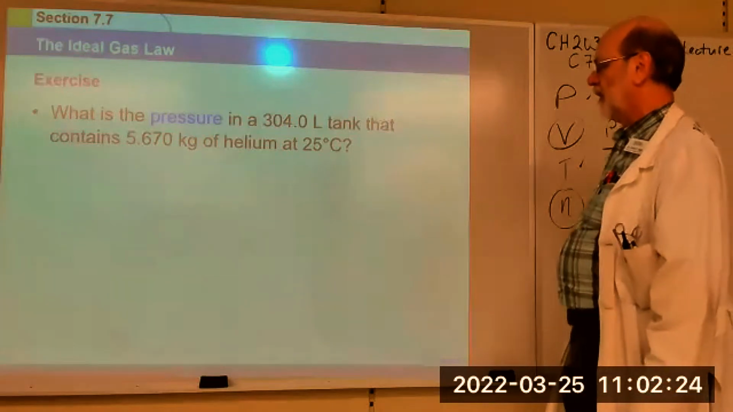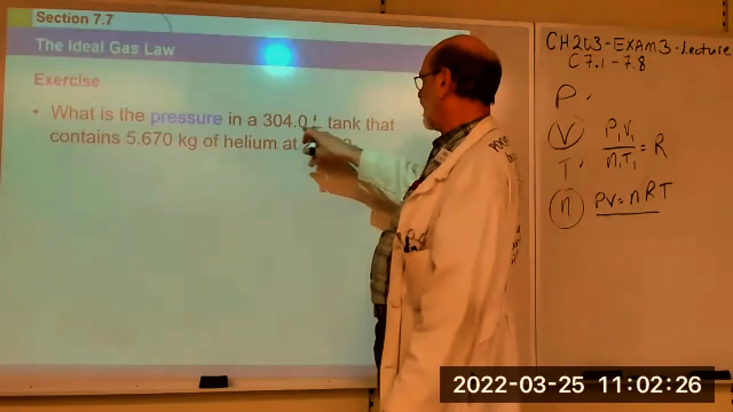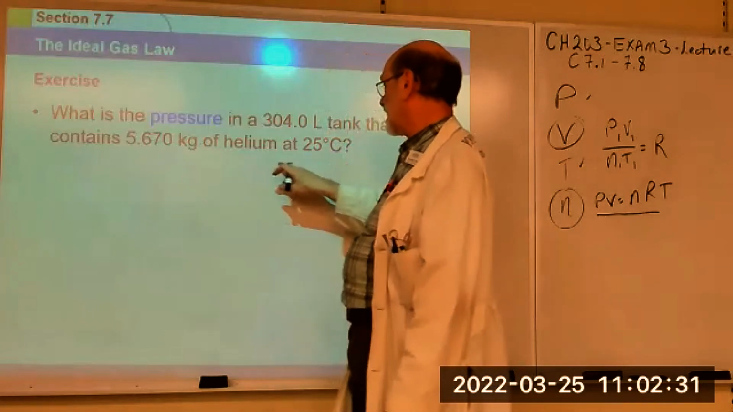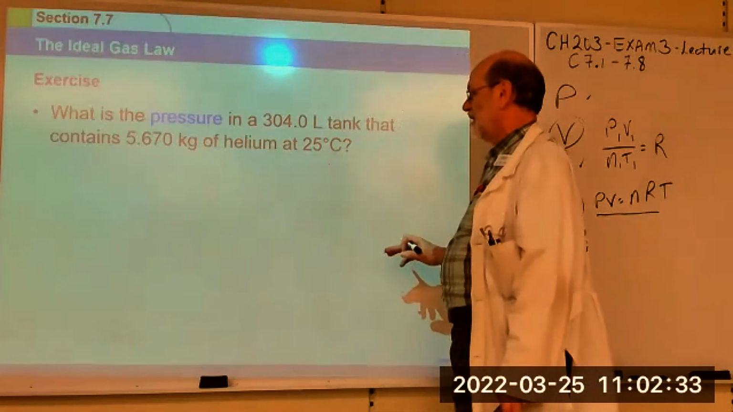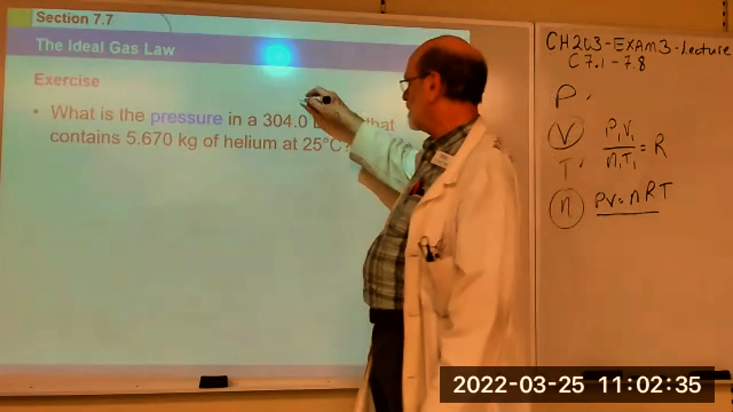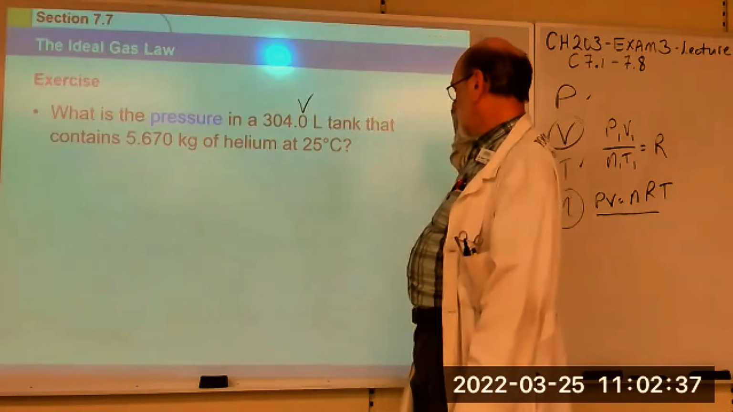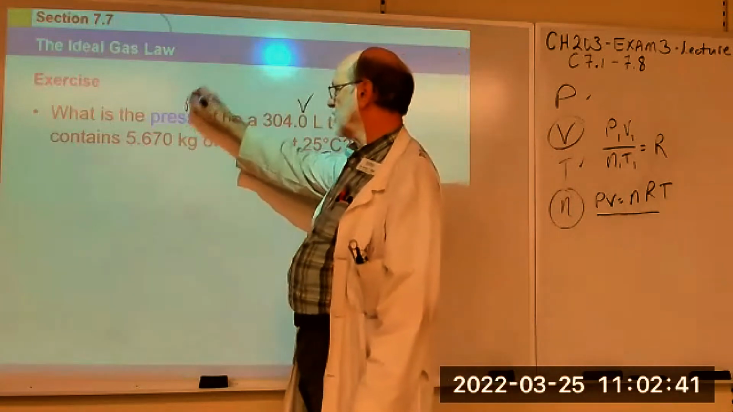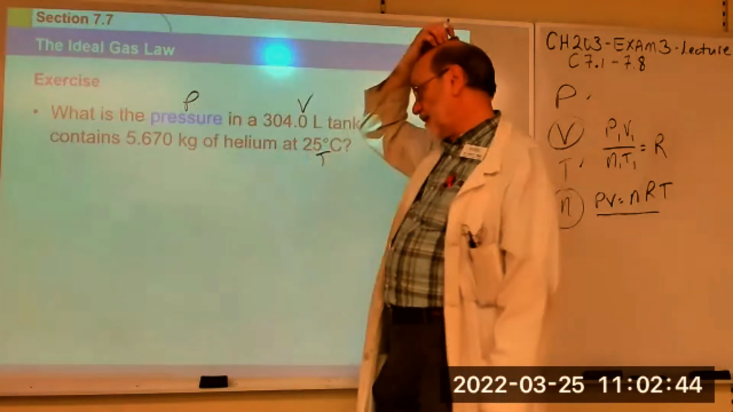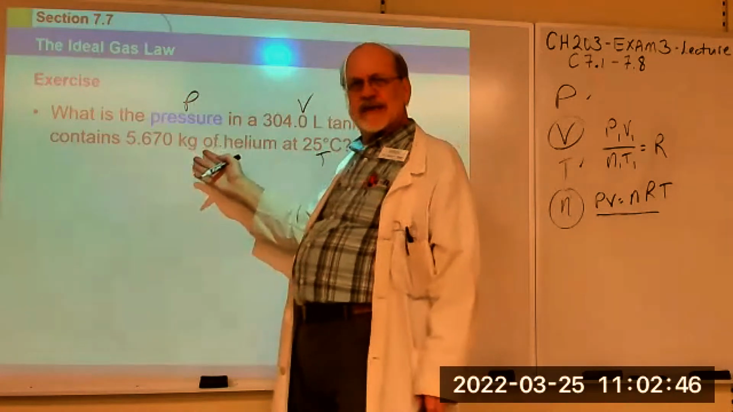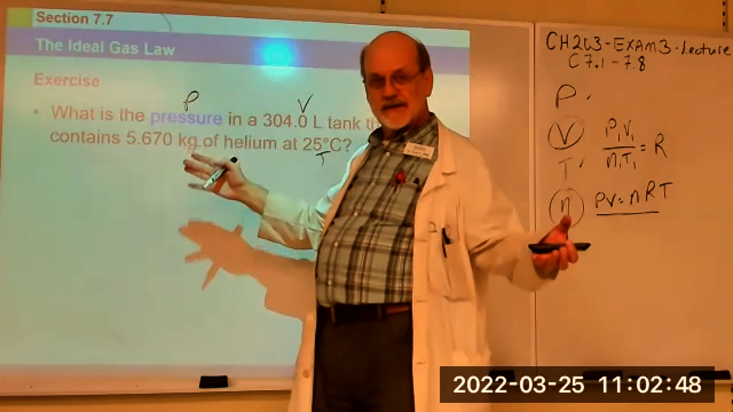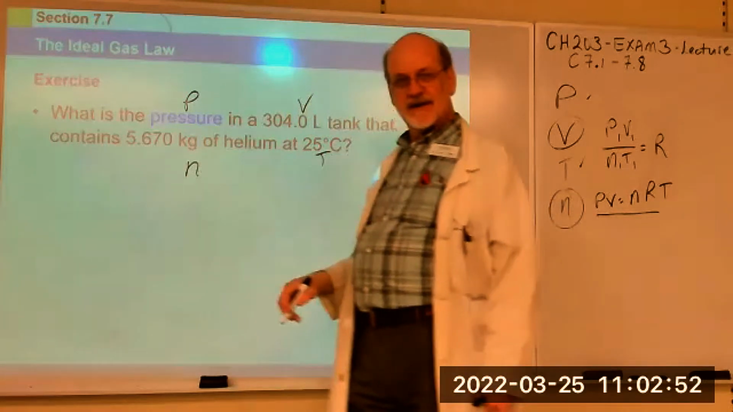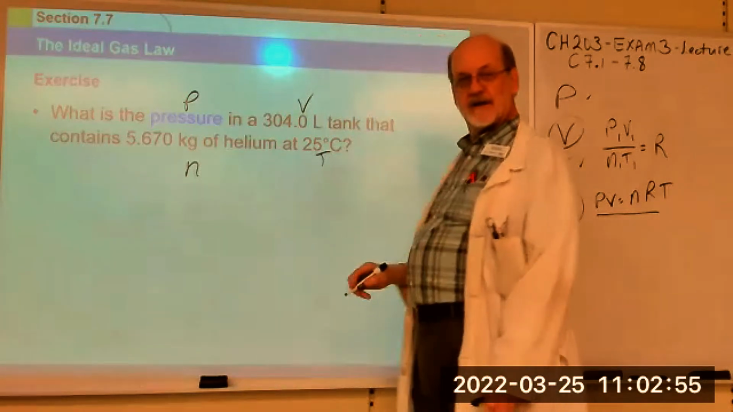What about this one? What's the pressure in a 304 liter tank that contains 5.67 kilograms of helium at 25 degrees? Well, let's see. We have volume. We have temperature. They want pressure. That's our unknown. And they say kilograms of helium. What are we going to do? We need moles, don't we? So how do you find moles from that?